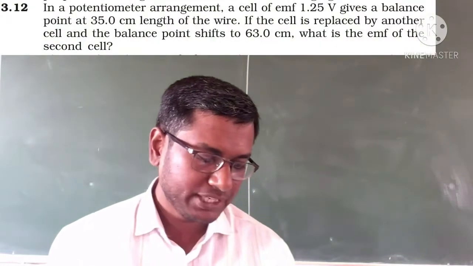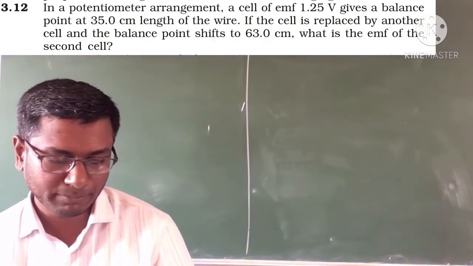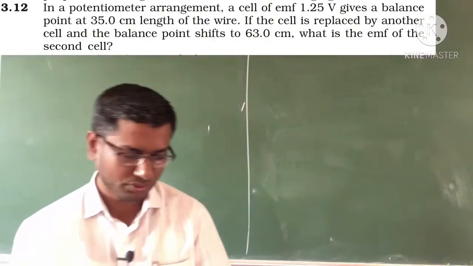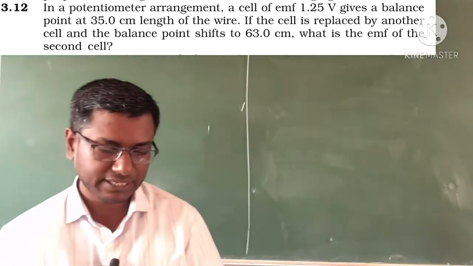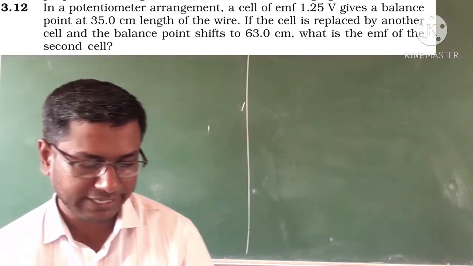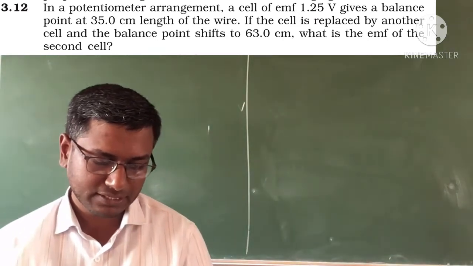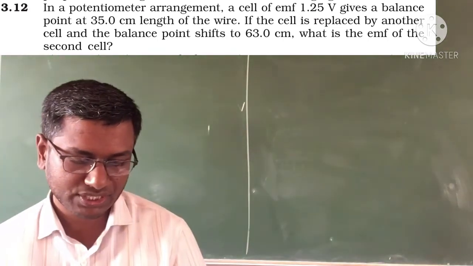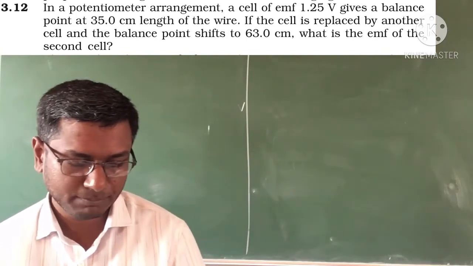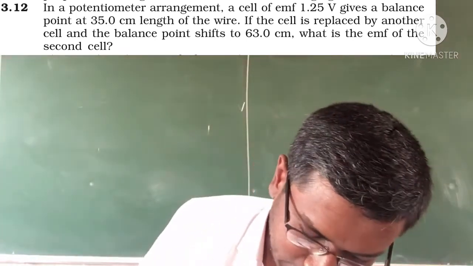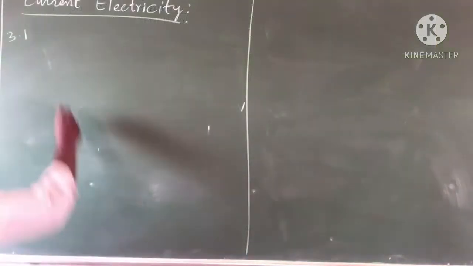In a potentiometer arrangement, a cell of EMF 1.25 volt gives a balance point at 35 centimeter length of the wire. If the cell is replaced by another cell and the balance point shifts to 63 centimeter, what is the EMF of the second cell? It is kind of a very easy one. So what is the first cell given?